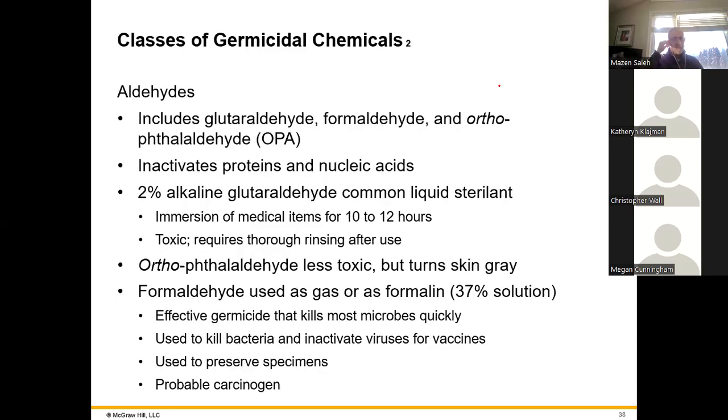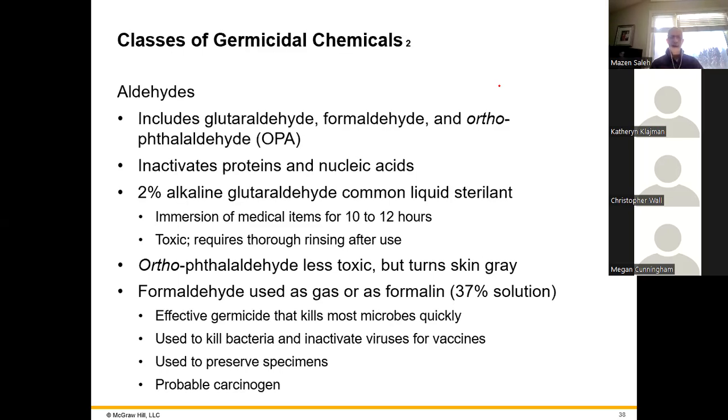Next class are the aldehydes. Well, the aldehydes are related to alcohols, of course. It's an oxidized form of alcohol. Two common forms of aldehydes are used: glutaraldehyde and formaldehyde. There is a third agent that is not as commonly used, called orthophthalaldehyde, or OPA for short. But formaldehyde and glutaraldehyde are more commonly used.